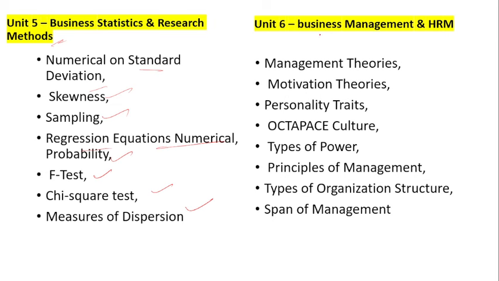Then unit number 6, that is business management and HRM. So the management theory, motivation theory, personality traits, then the octopus culture, then the types of power, principles of management, types of organization structure, and span of management. So you can see these are all the topics; questions are asked from all of these topics. These are all the topics we have covered.